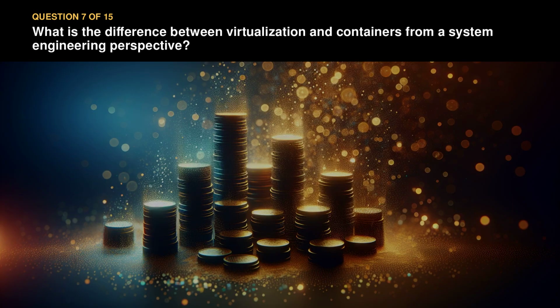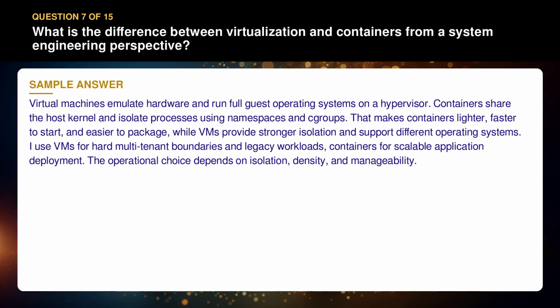Question 7. What is the difference between virtualization and containers from a system engineering perspective? Virtual machines emulate hardware and run full guest operating systems on a hypervisor. Containers share the host kernel and isolate processes using namespaces and cgroups. That makes containers lighter, faster to start, and easier to package, while VMs provide stronger isolation and support different operating systems. I use VMs for hard multi-tenant boundaries and legacy workloads, containers for scalable application deployment. The operational choice depends on isolation, density, and manageability.